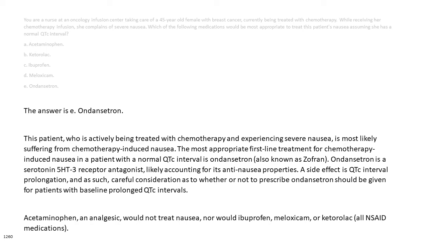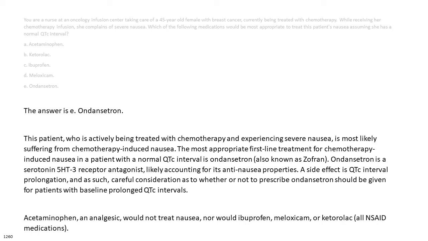This patient, who is actively being treated with chemotherapy and experiencing severe nausea, is most likely suffering from chemotherapy-induced nausea. The most appropriate first-line treatment for chemotherapy-induced nausea in a patient with a normal QTc interval is ondansetron, also known as Zofran. Ondansetron is a serotonin 5-HT3 receptor antagonist, likely accounting for its anti-nausea properties.